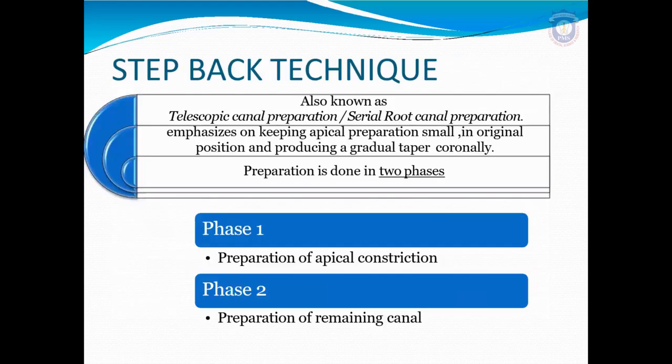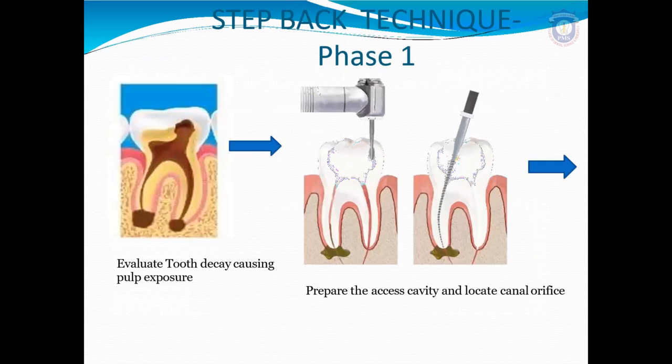Coming to the main portion, that is the step back technique. It is also known as telescopic canal preparation or serial root canal preparation. It emphasizes on keeping apical preparation small in original position and producing a gradual taper coronally. The preparation is done in 2 phases. Phase 1, preparation of the apical construction. Phase 2, preparation of the remaining canal.